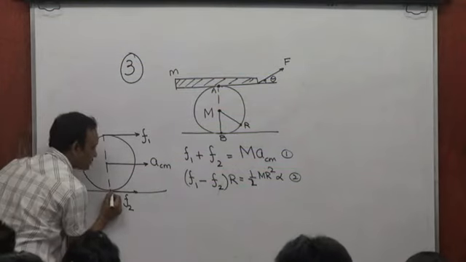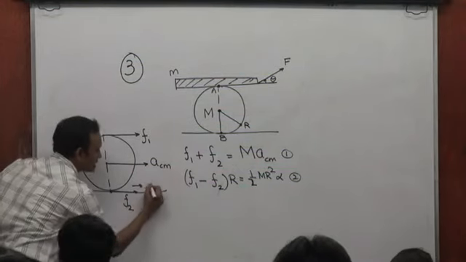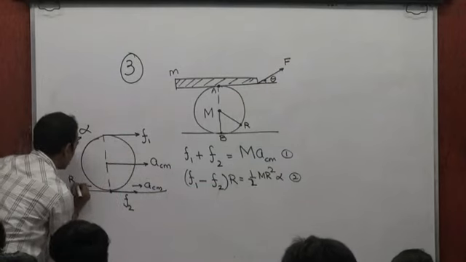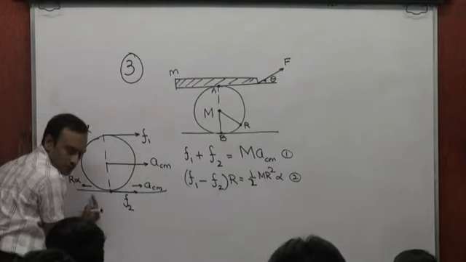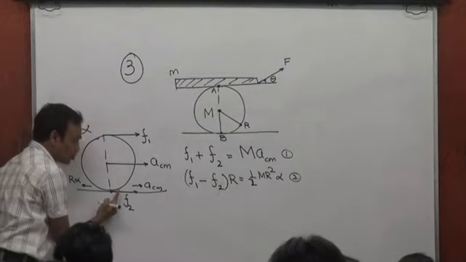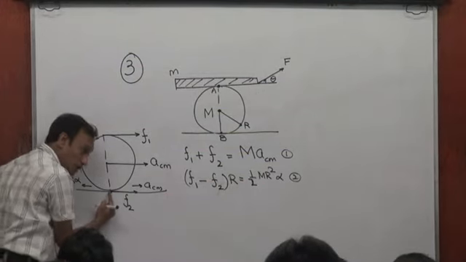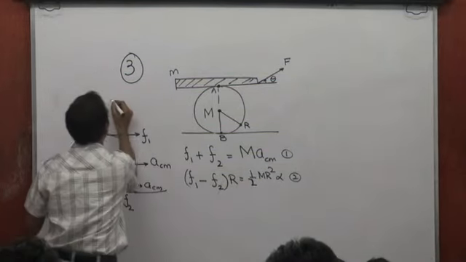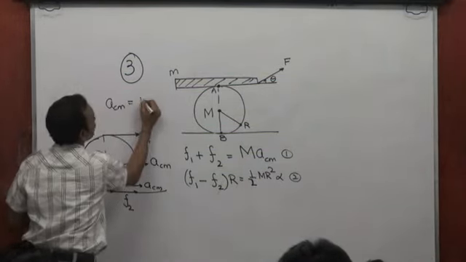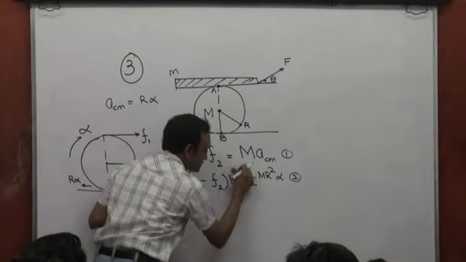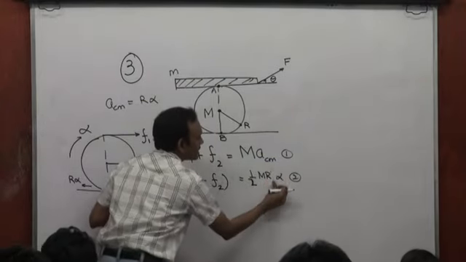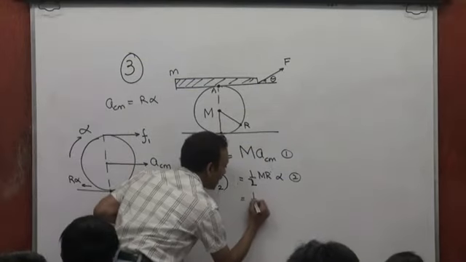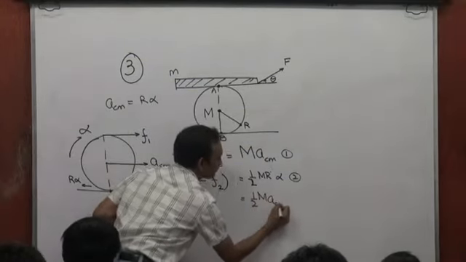If you look at the point of contact, it has an acceleration ACM to the right because of pure translation, and because of pure rotation, R alpha to the left. So ACM must be equal to R alpha. That's the rolling condition on this surface. So I can use ACM equal to R alpha right away in this. This R alpha I can write as ACM. So this is half MACM.